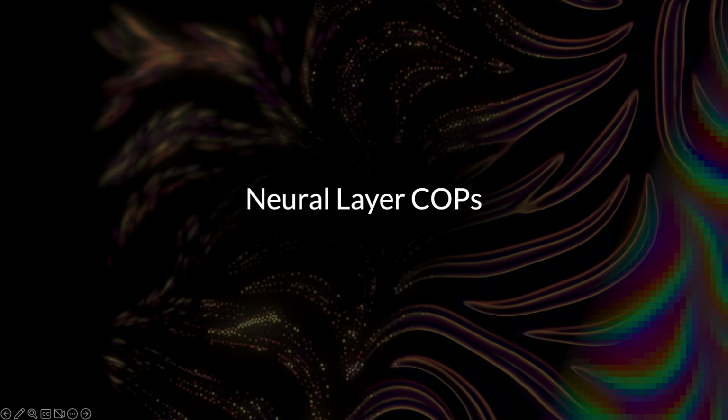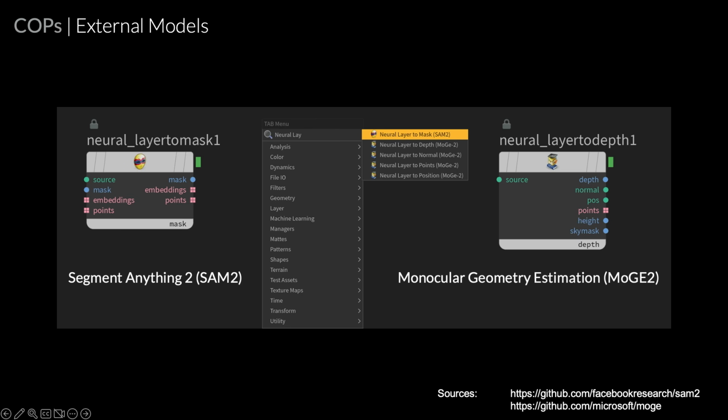And besides those maybe more esoteric NCA nodes and COPs, we also got two other neural nodes. Houdini 22 ships with two external models. One of them is Meta's Segment Anything, or SAM2, that can create alpha masks based on simple user prompts. The other one is Microsoft's MoGe 2, which stands for Monocular Geometry Estimation. It's really a powerful model that bundles multiple features such as extracting depth, normal, and position information from a single image.